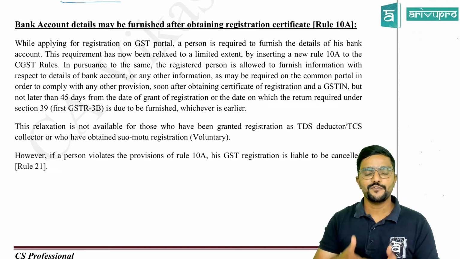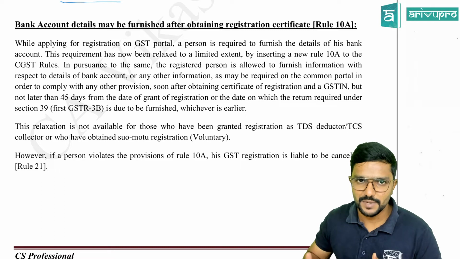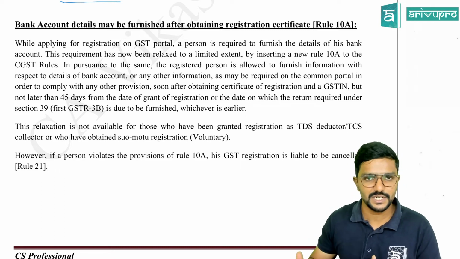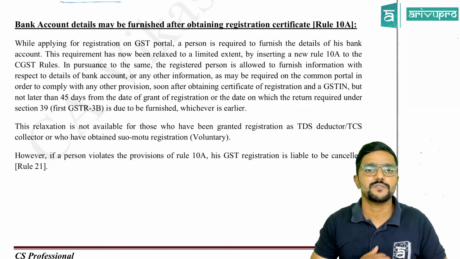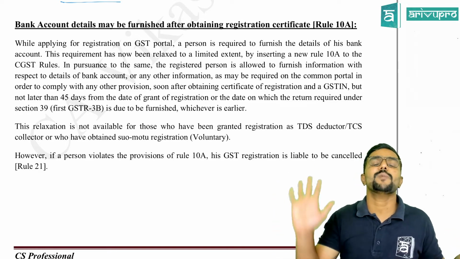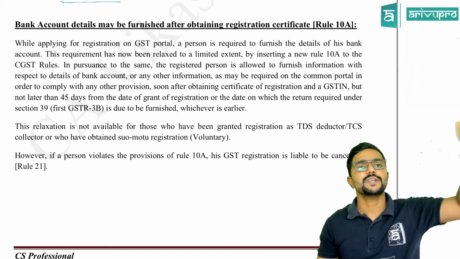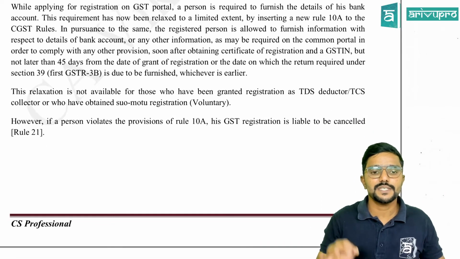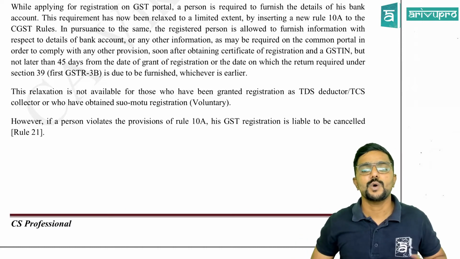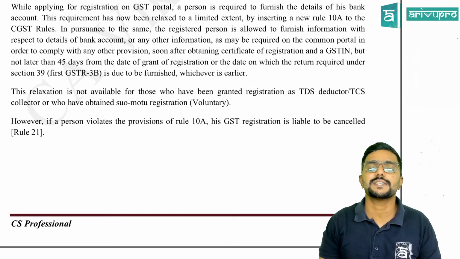That is, before the due date to file your first GSTR-3B, or within 45 days from the date of grant of registration, whichever is earlier, you have to give your bank account details if you have not given them at the time of application. This relaxation is not available for those who have been granted registration as TDS deductor or TCS collector, or who have obtained suo motu registration.